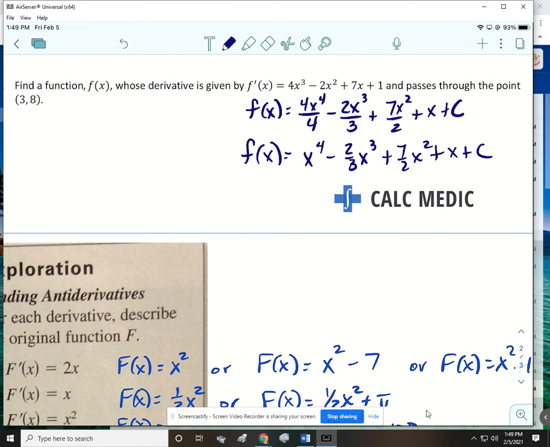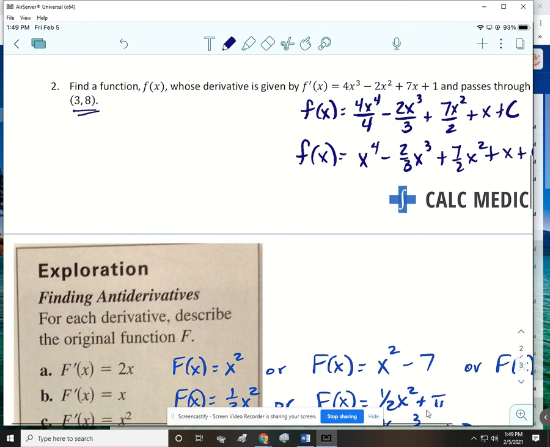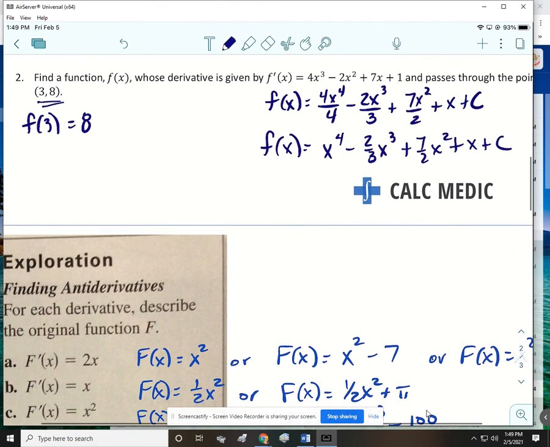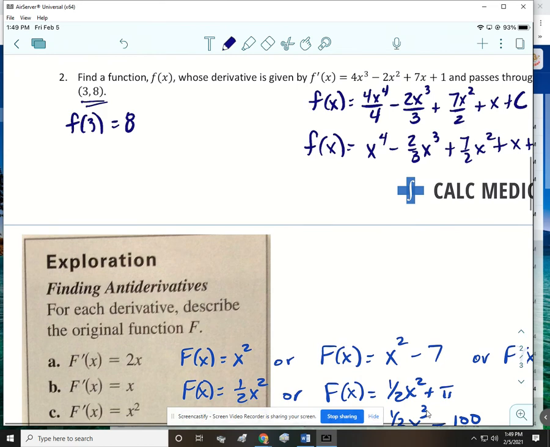Okay, and then we're going to use this idea that when I put 3 in, I'm going to get 8. All right, so I know that f of 3 should equal 8. So what I would do is I would go ahead and put 3 in for all of those x's.